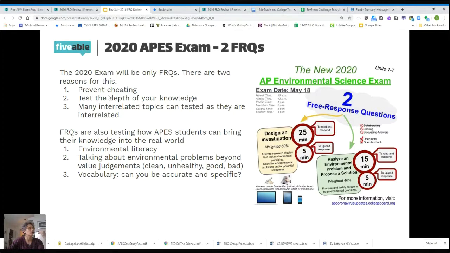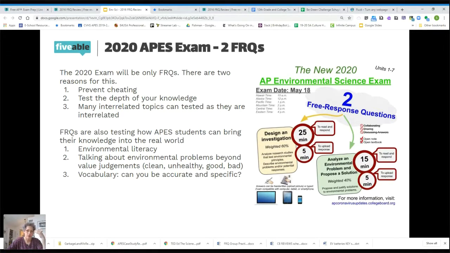So why the FRQs? Why not multiple choice? Well, you could just say it's to prevent cheating, but the real reason is to test the depth of your knowledge. And as you guys probably know, APES is a really interrelated topic. You can't talk about a topic in Unit 3 without talking about land use in Unit 5. You can't look at ecosystem services without also talking about climate change and the carbon cycle. So FRQs are a really good way to test that understanding of interconnectedness and depth. And it's that idea of environmental literacy and being able to be accurate and specific.